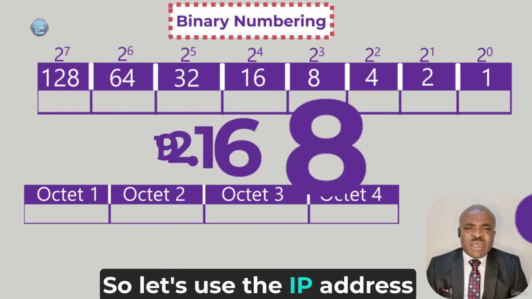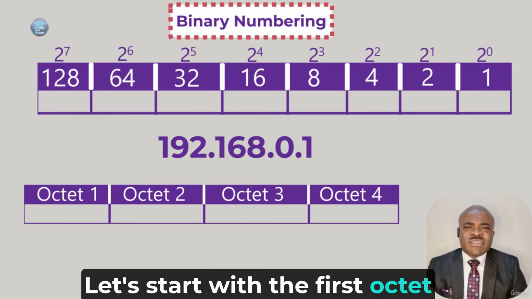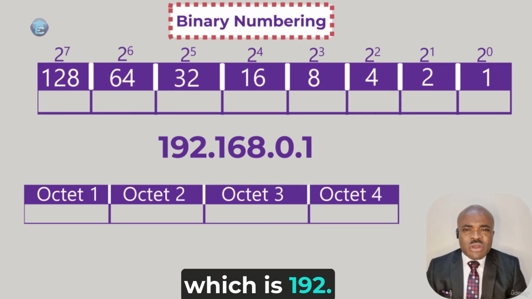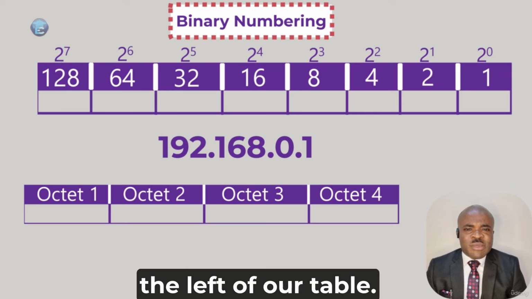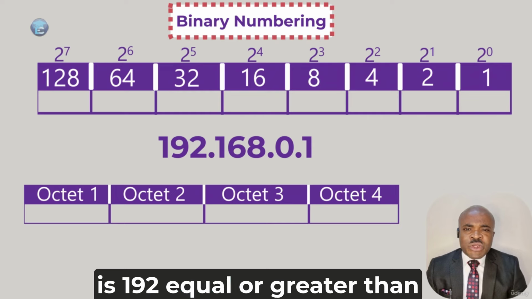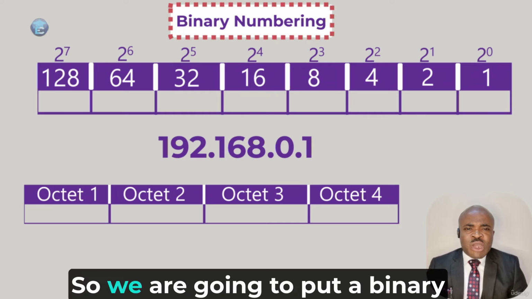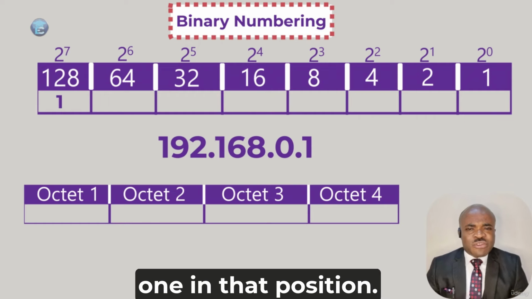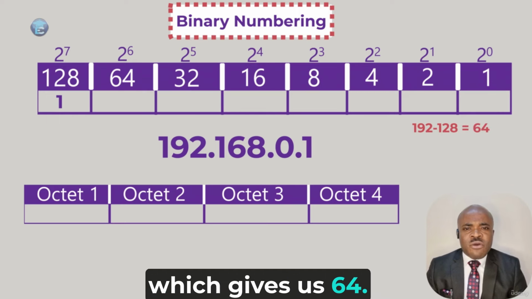So let's use the IP address 192.168.0.1 as an example. Let's start with the first octet in this decimal number, which is 192. We'll take that and we start on the left of our table. And then we ask, is 192 equal or greater than 128? It is greater in this case. So we're going to put a binary 1 in that position. We now subtract 128 from 192, which gives us 64.